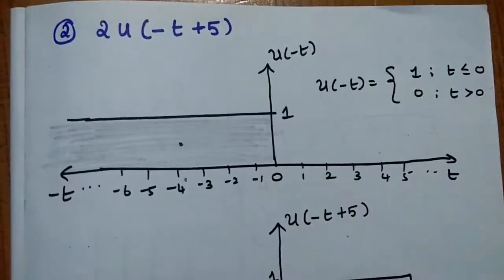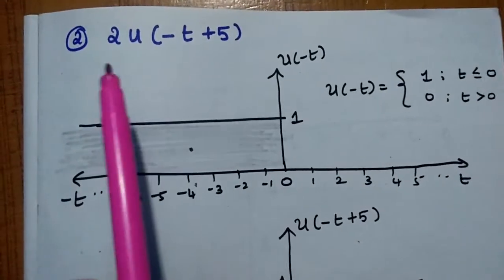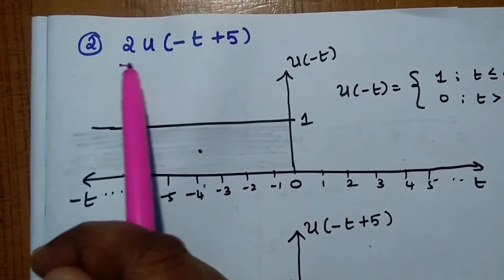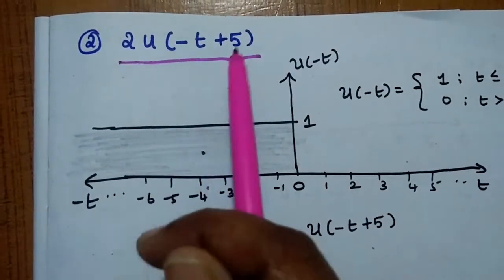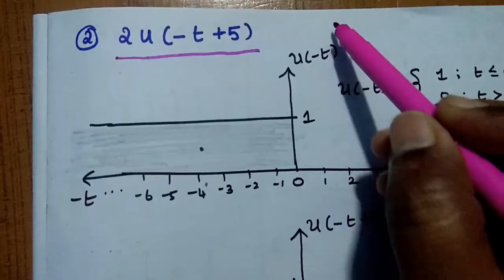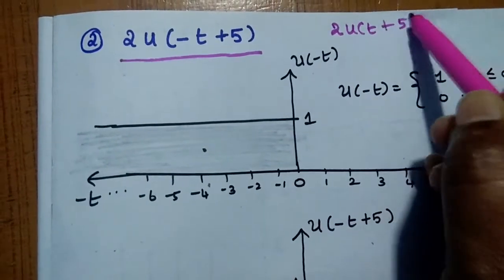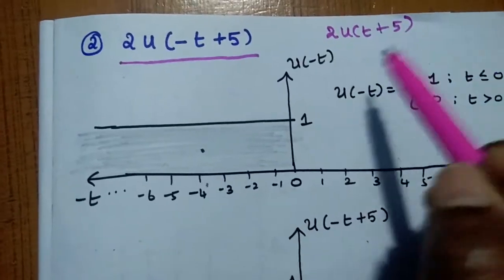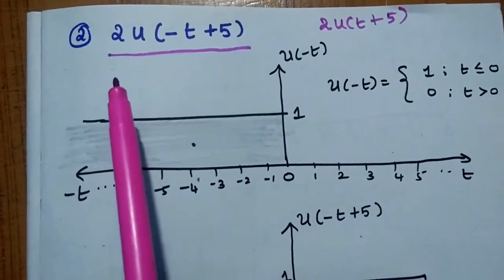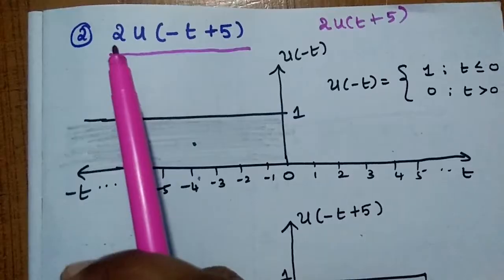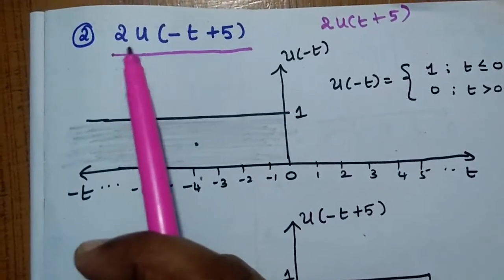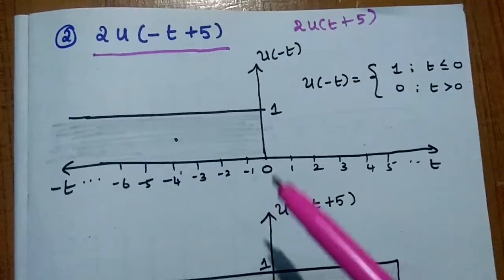Okay. So the second problem is to sketch the given signal, 2 into u of minus t plus 5. The previous problem is 2 into u of plus t plus 5, right? Here it is simply minus t. Okay. Now we are going to sketch the given signal, that is 2 into u of minus t plus 5.